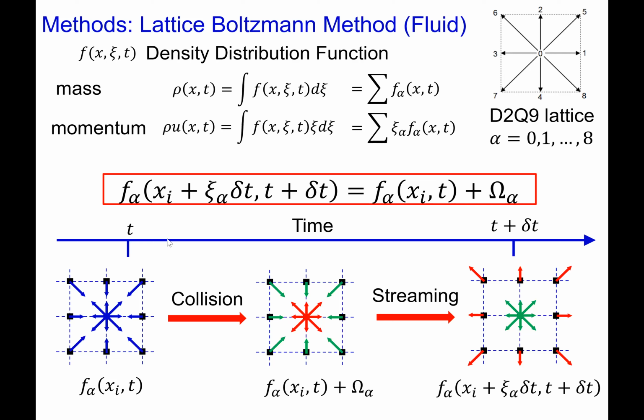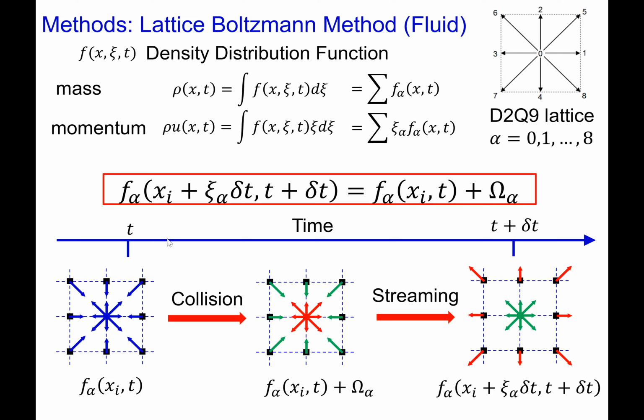So usually the Lattice-Boltzmann algorithm can be divided into two steps. The first one is called collision. That is, they are going to change their values following certain collision rules. If you look at this figure at the bottom, initially we have some distribution functions, and then after collision, they change to a new set of values.